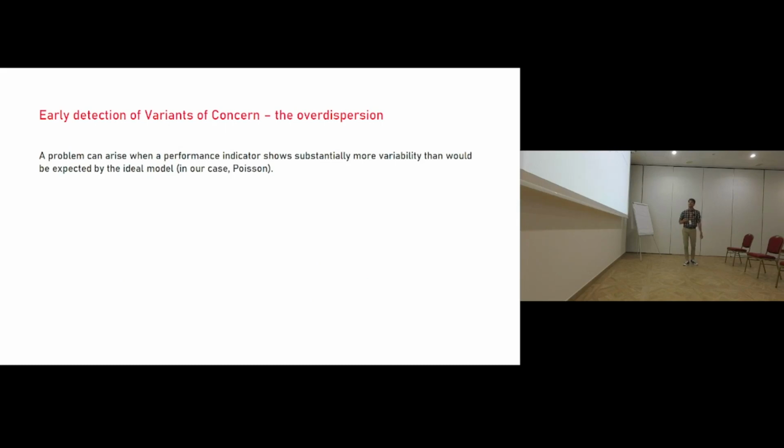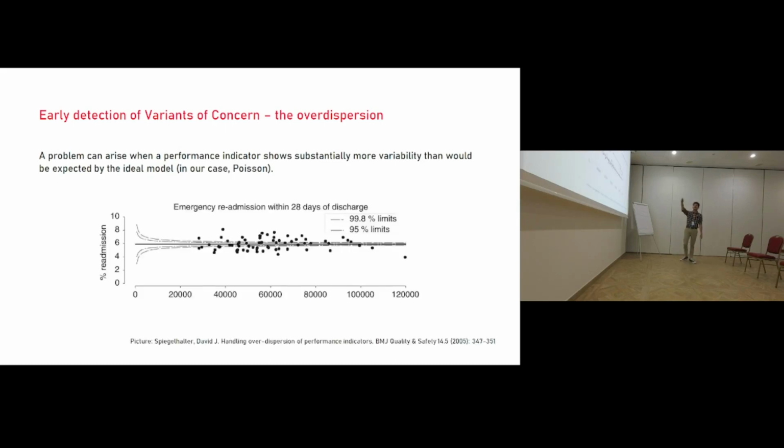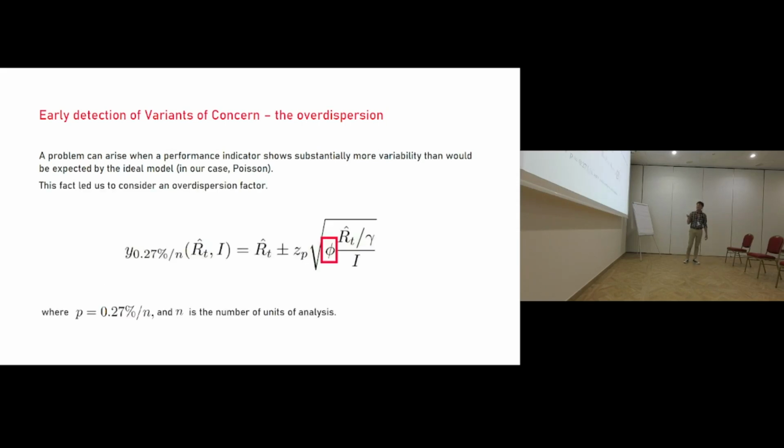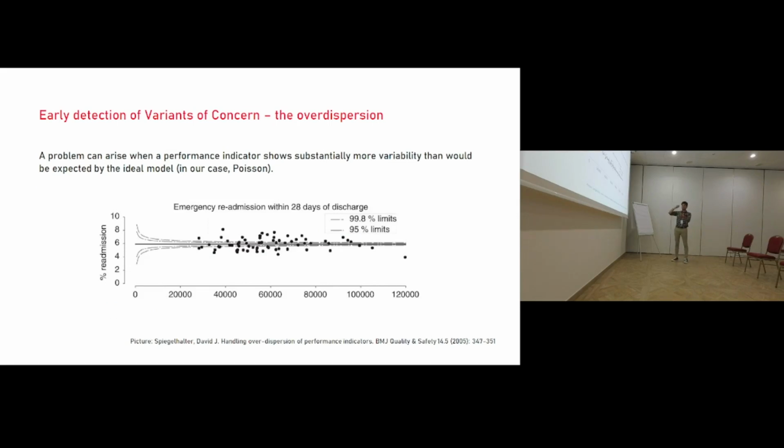Okay, so it looks like we've got everything, but actually a problem can arise when a performance indicator shows substantially more variability than would be expected by the ideal model. For example, here there is a picture taken from a Spiegelhalter paper, in which we can see that there are a lot of institutions out of control, both over the mean and under the mean. We don't like a situation of this kind, and so to correct this anomalous behavior, we can introduce a multiplicative overdispersion parameter, whose aim is to have larger limits and avoid this kind of situation.